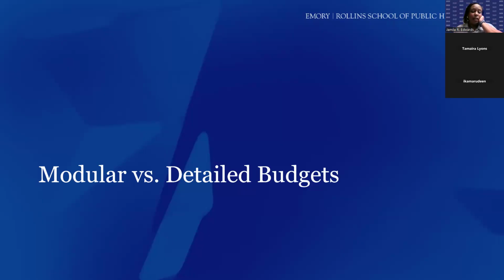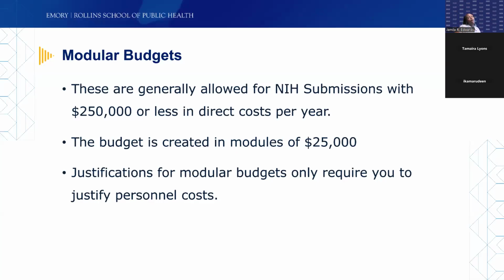One thing that really even still confounds members of our team sometimes is the modular budgets that NIH allows. Most of the budgets that you do for any foundation, any corporation are going to be detailed. Even the vast majority of NIH and other federal budgets are going to be detailed, but there is a small category of budgets that are modular. These are generally for NIH submissions where direct costs are less than $250,000 a year. In that case, budgets are created in modules of $25,000.